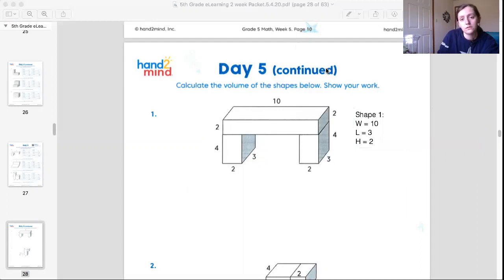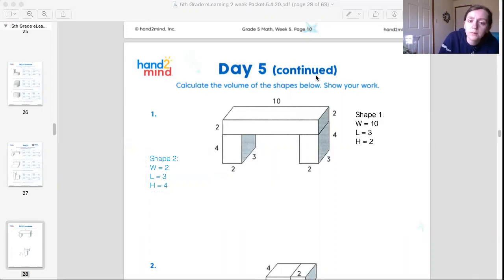Okay, now we're going to look at shape number 2 over here. Okay, so my width is going to be 2. I can see that because it tells me right here. My length is going to be 3. That one tells me as well. And then my height is going to be 4. Once again, we're not looking at the height of the entire shape, just this individual prism down here.